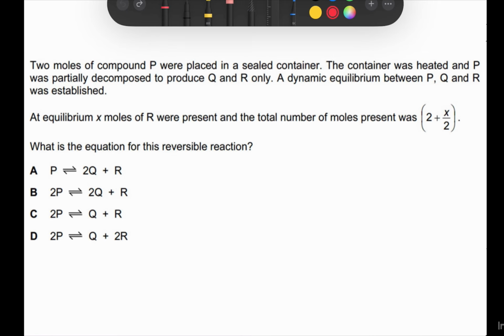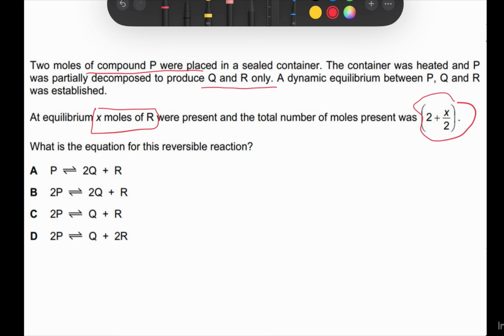We started with 2 moles of P. The reaction becomes an equilibrium, and then we got 2 products which are R and Q. At the equilibrium, we got X moles of R. And the summation of all of the moles at the equilibrium of the products and reactants is equal to 2 plus X over 2. The question says, which of these reactions in the choices represent the reaction that we made?